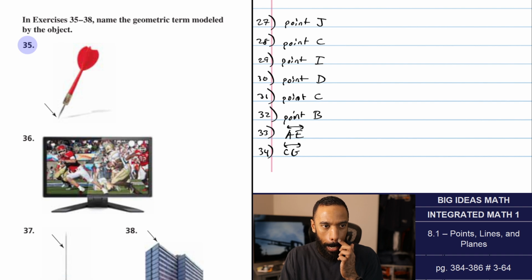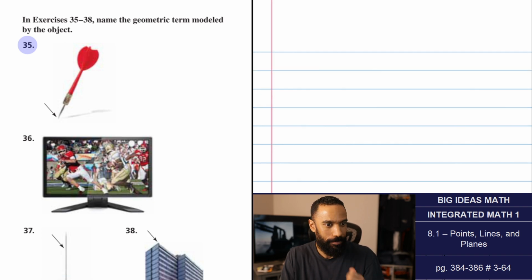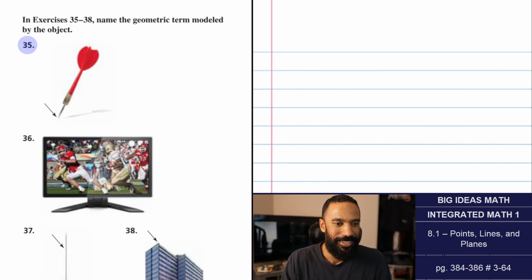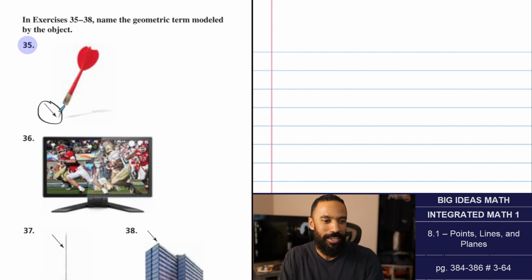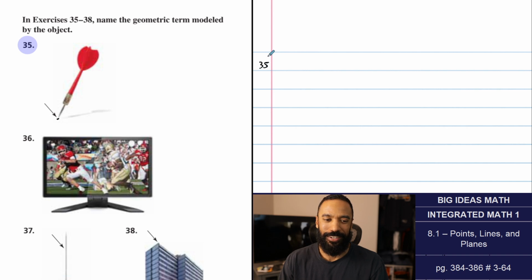All right. Number 35 to 38, name the geometric term modeled by the object. I guess the whole dart looks like a ray. Oh, they're pointing at something here. Are they talking about this? That looks like a ray to me. They're pointing at the dart hitting that thing. I'm going to call number 35 a point. I thought they meant something else, but I'm going to call it a point.